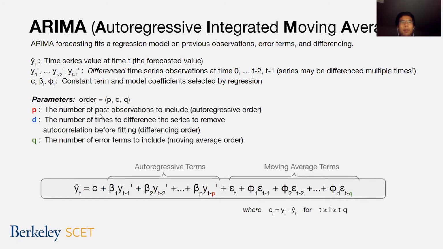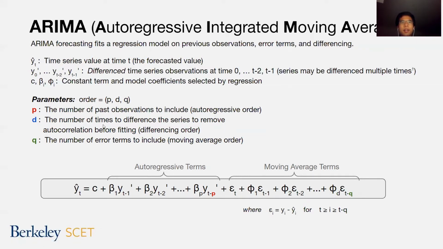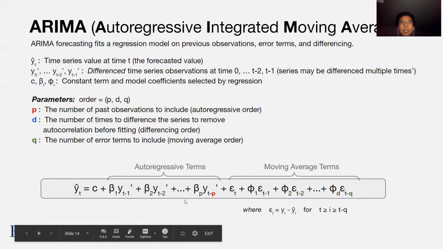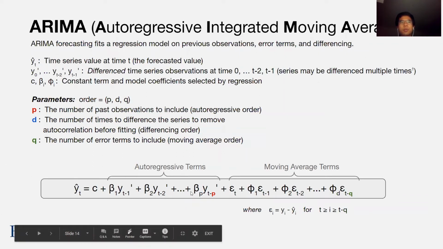Our parameters are collectively called the order, and there's a p, d, and q. The p is the number of past observations to include. The model here is essentially a regression model where you have some coefficients, c, beta, and then these phi's here. These are our coefficients. And we have other terms, which are our y and then our error terms. These are the data points we're feeding into the model. The p refers to the number of past observations to include, which is this part here. It's how many terms we want to include. This is the term t minus 1, the most recent observation. This is the term t minus 2, which is the observation two time periods ago. So it's looking at how many terms to include here.